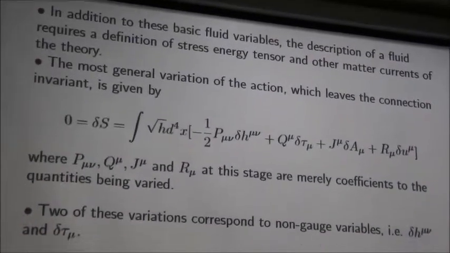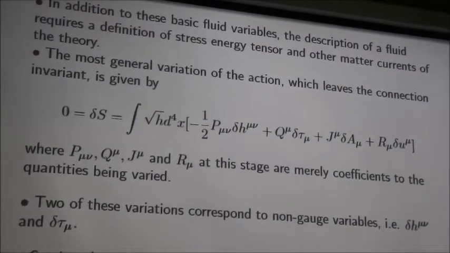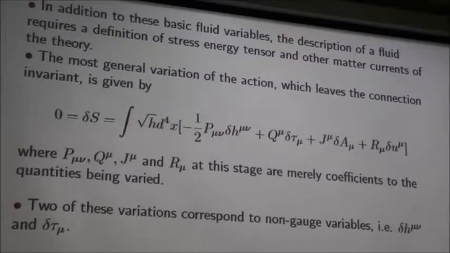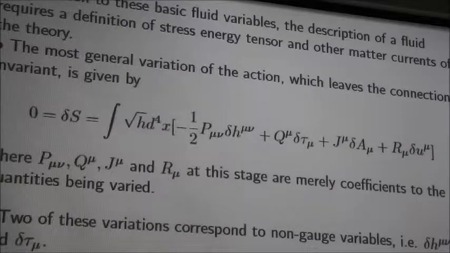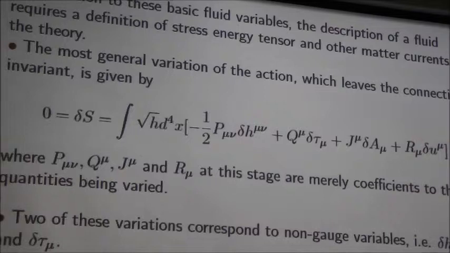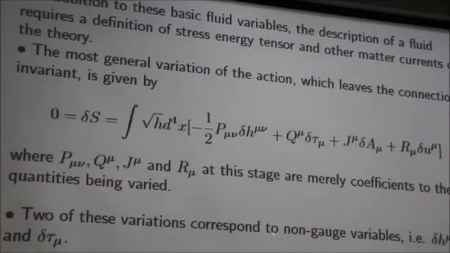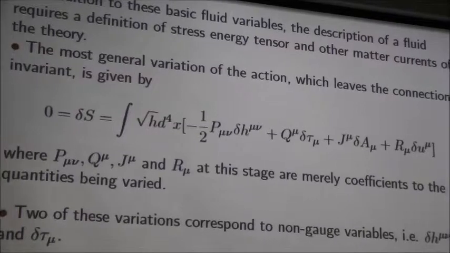In addition to the basic fluid variables, the description of a fluid requires a definition of energy, momentum, stress energy tensor, and other matter currents of the theory. To derive those things, I have followed this variation principle. As Newton-Cartan theory is not only defined on a degenerate metric, there is one more structure in the connection, that is A. There is one spatial metric, one temporal metric, and their inverses. So there are lots of independent fields. For that reason, I have considered the variation in this way, which was also discussed in previous literature and emphasized in Kunzel papers. Here P mu nu, Q mu, J mu and R mu at this stage are merely coefficients to these quantities being varied.